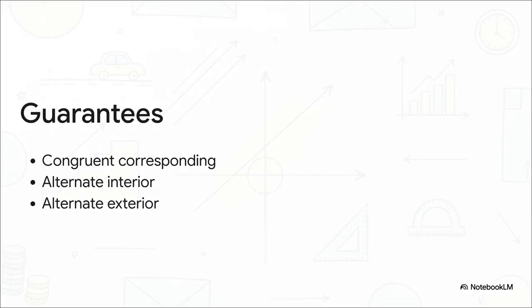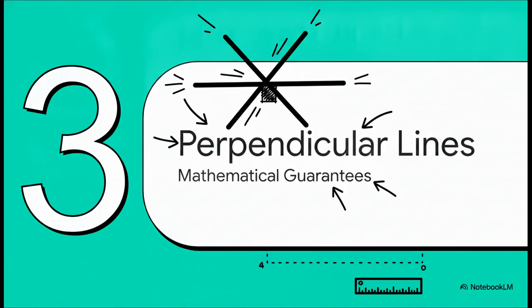And just to give you the whole shebang, there are geometric guarantees too. If you draw a straight line, called a transversal, cutting right across two other lines, it creates pairs of angles. If those specific angle pairs are congruent, which just means they have the exact same measurement, that is an absolute mathematical guarantee of parallelism. This includes congruent corresponding angles, alternate interior angles, or alternate exterior angles. If any of those match up perfectly, your lines are parallel. No questions asked.